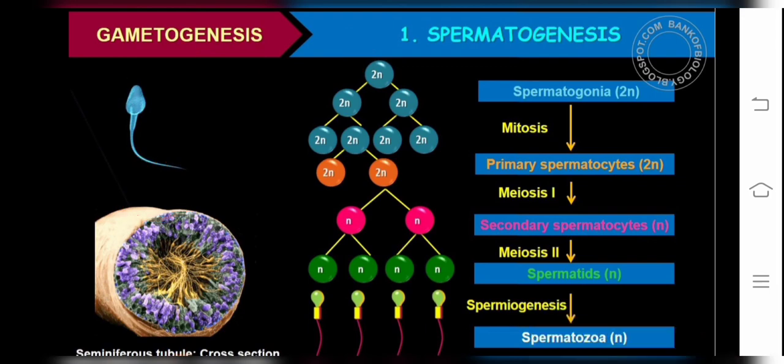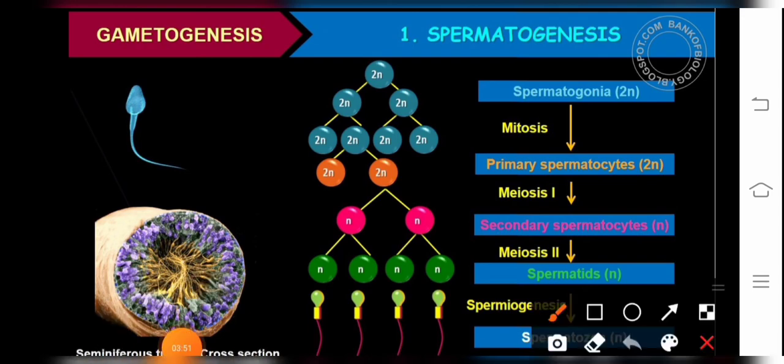Now let us talk about the process of spermatogenesis. This is important. The spermatogenesis process is completed in 3 phases. It is not there in your textbook, but generally we say there are 3 phases in spermatogenesis. One is multiplication. From here to here we call it multiplication or proliferation.